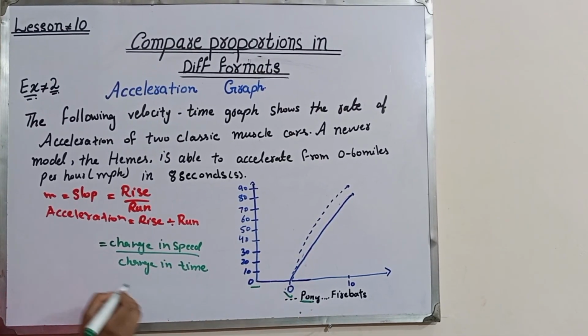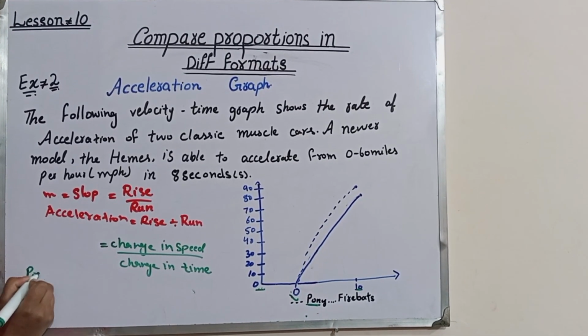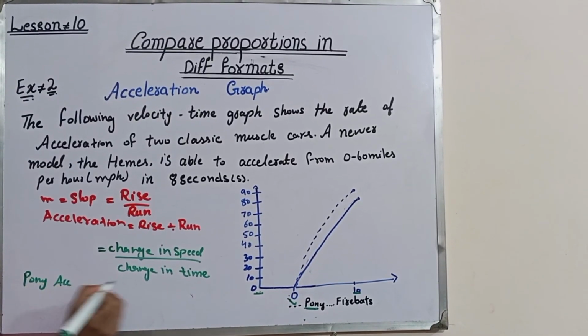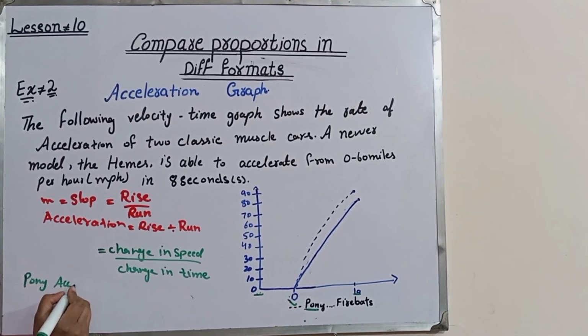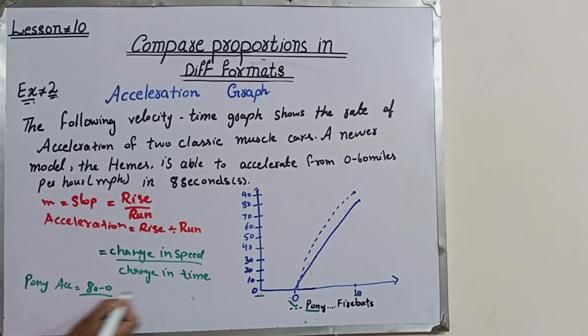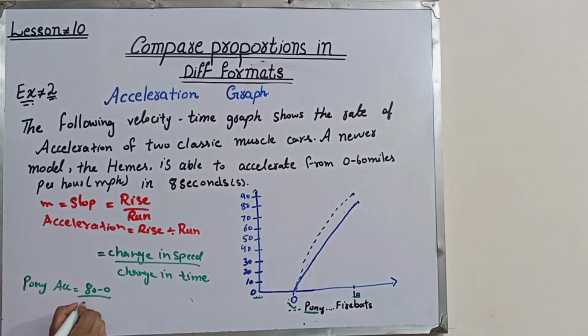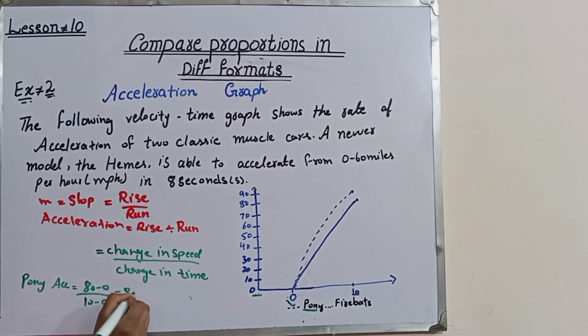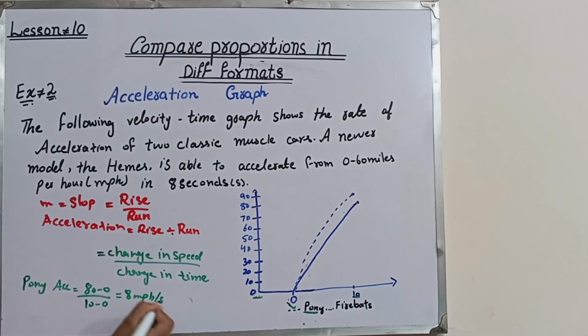This is the Pony's acceleration. The Pony goes from 0 to 80, so 80 minus 0 over 10 minus 0 seconds. Our answer is 8 mph per second.